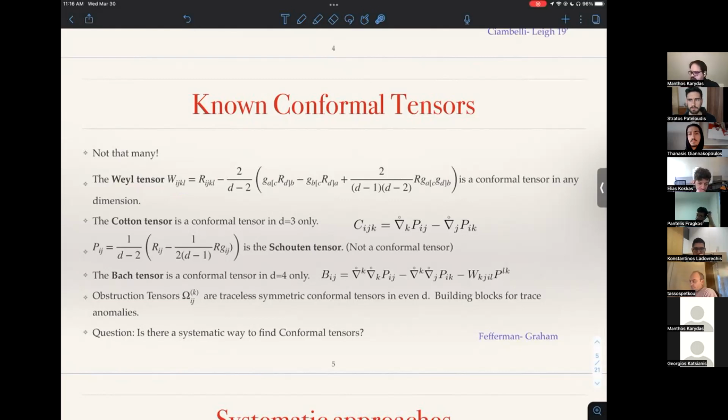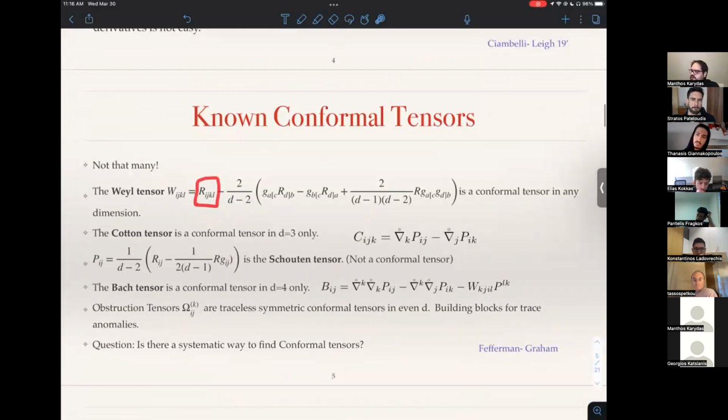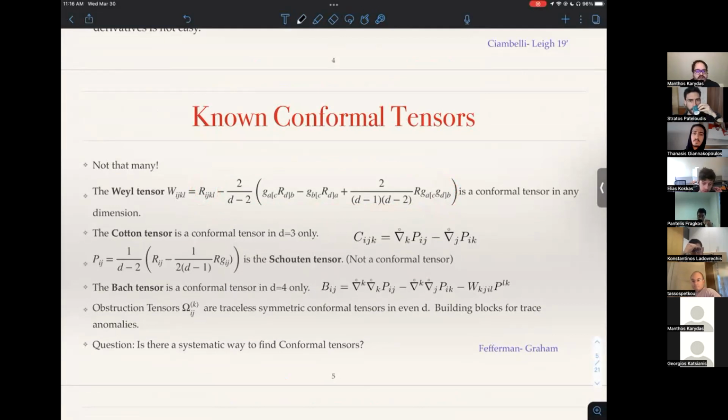And it is constructed out of, as you can see, the Riemann tensor, and some Ricci combinations, some Ricci scalar and metric. All this combination ensures it is a traceless tensor and transforms like a conformal tensor. The Weyl tensor is special because it's a conformal tensor in any dimension. Okay, so it appears all over the place in physics. It appears in trace anomalies, in conformal gravity, and so on.